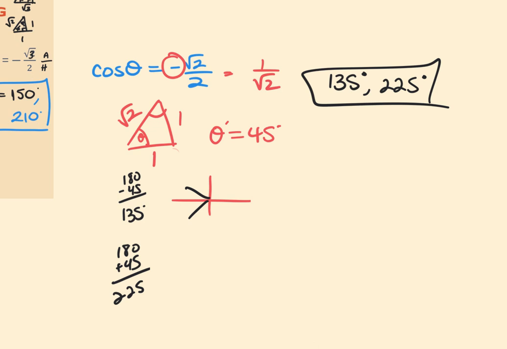How do you know to add 180? Because it's in the second and third quadrant. So in the second quadrant, we subtract it from 180. In the third quadrant, we add it to 180.